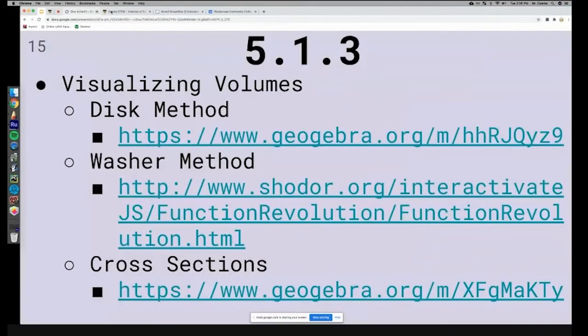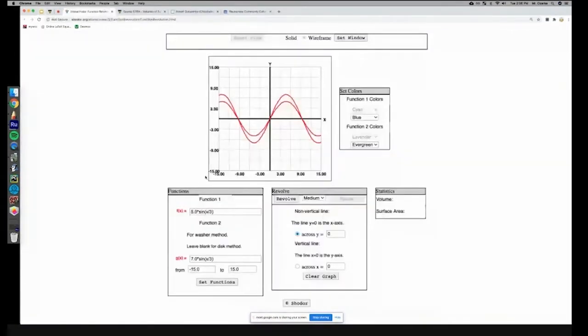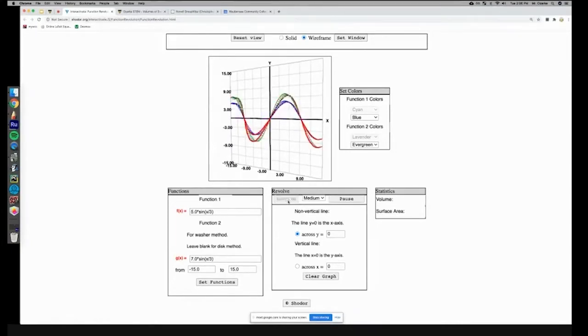This other one is washer method. This one's not as easy to work with, but essentially what I'm going to do with this one is just click revolve, and you can see it revolves. First of all, it has 2 functions here, and you can move this here. You can revolve this, and you can see how that inner function, that blue one, is going to be subtracted off to find the volume of the entire shape.